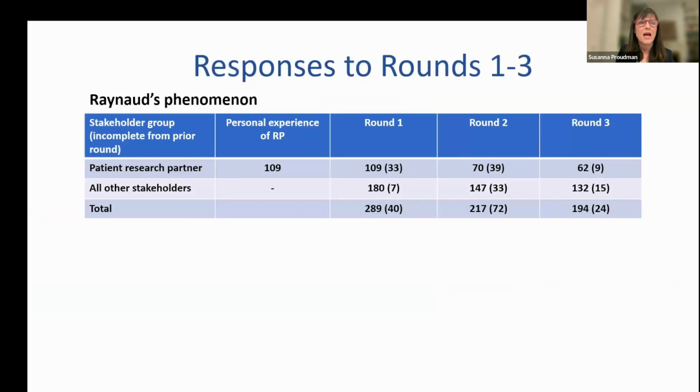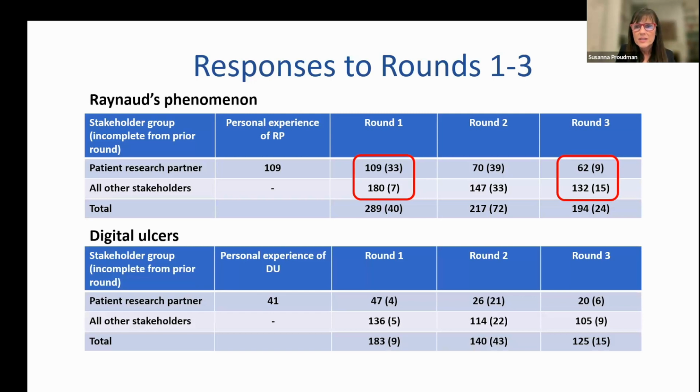After round 1, 109 PRPs and 180 other stakeholders had commenced the Raynaud's phenomenon survey, and 47 PRPs and 136 others had commenced the digital ulcer survey. After round 3, these had fallen to 62 PRPs and 132 others for Raynaud's phenomenon, and 20 PRPs and 105 others for digital ulcers.